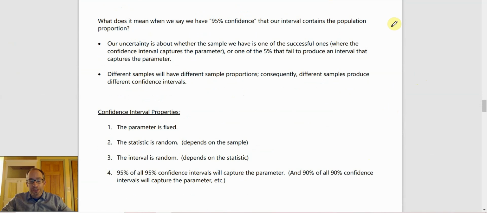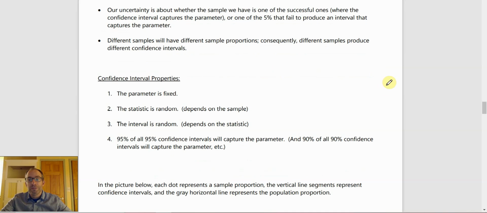Well, our uncertainty really is, do we have one of the 95% of all possible samples that capture the parameter, or do we have one of the other 5% that don't? And we're not going to know, because we don't know what the parameter is, so there's no way to check. But different samples are going to have different sample proportions, because there are different individuals in different samples, so there's going to be some variability from one sample to another. It's not going to be the same proportion every time. So if different samples have different sample proportions, then different samples are going to give you different confidence intervals.